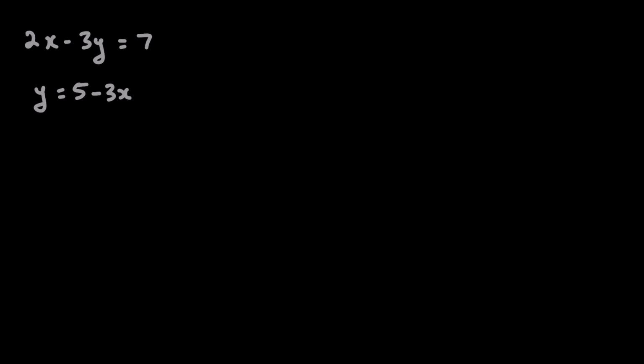Now let's say we have an example like this, where we can't clearly eliminate a single variable very nicely. We have 2x on the top, but we have the minus 3x on the bottom, and we don't even have the variables on the same side.